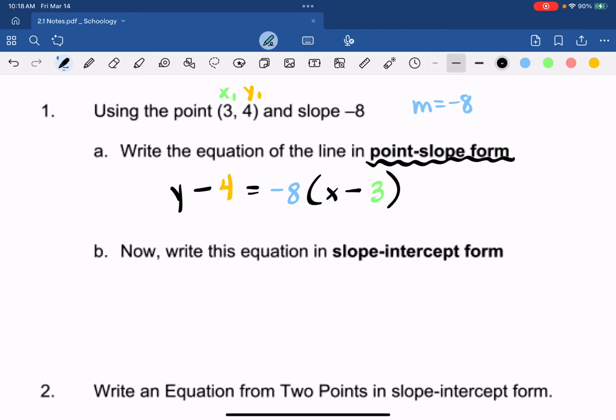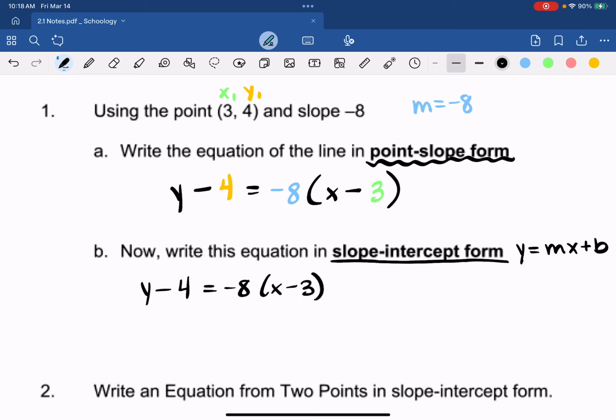So that's technically done for that question. Now the next step is we're going to see some more math, because now it wants us to get it into slope-intercept form. To get in slope-intercept form, remember, we have to get our Y by itself. We've got Y equals mx plus b. So I'm going to copy our problem down here.